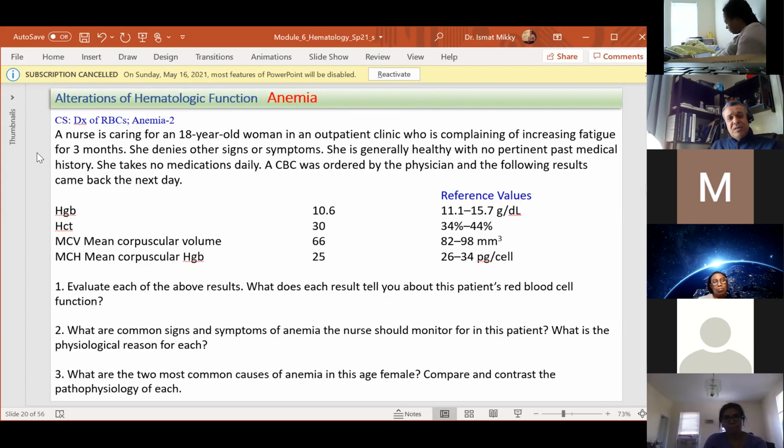Second question. What are the common signs and symptoms of anemia the nurse should monitor for in this patient? What is the physiological reason for each? Common signs and symptoms are like shortness of breath, dizziness. What about the heart rate? Palpitations, right? Heart rate will be high. Right, palpitations. And these symptoms are due to the tissue hypoxia.